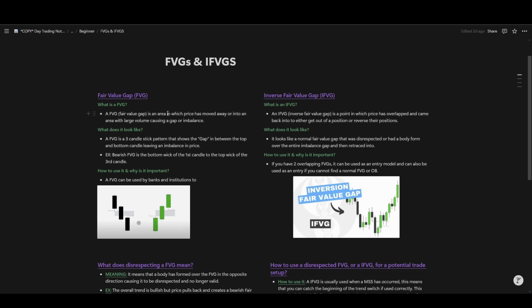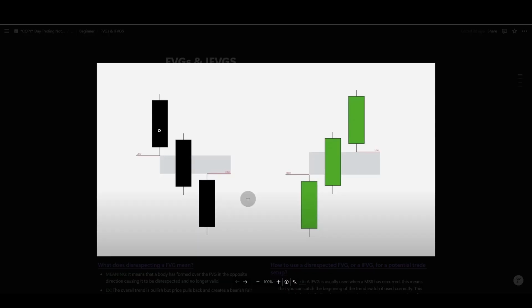So first off, what is a fair value gap? A fair value gap is an area in which price has moved away or into an area with large volume causing a gap or imbalance. So it looks like this. The first candle's low and the third candle's high aren't going to overlap. You see how they don't overlap into the second candle? This creates an imbalance or an inefficiency, or like a gap, you could say.